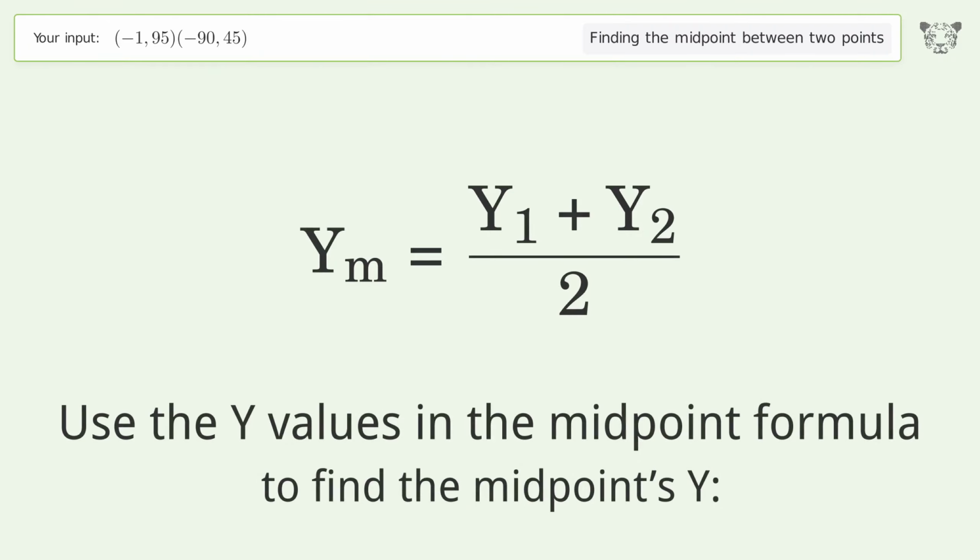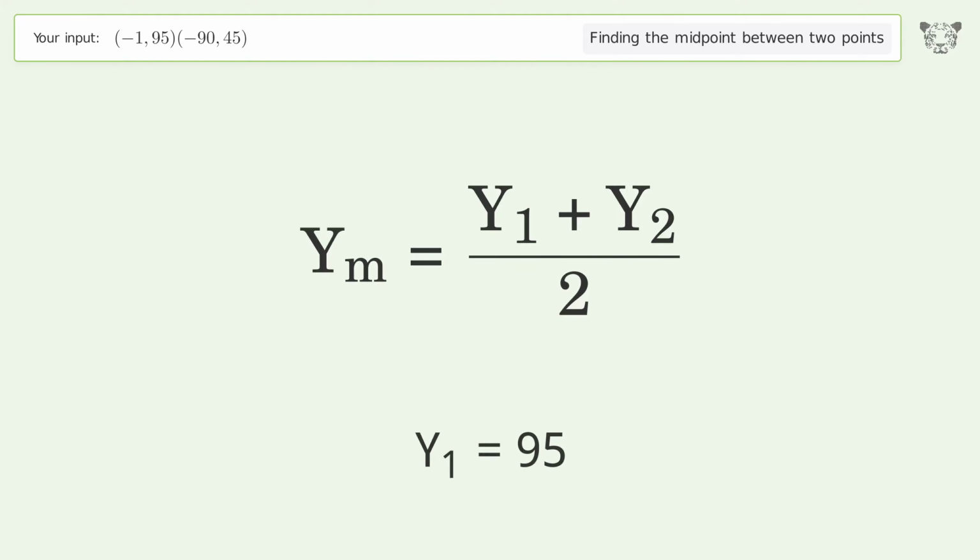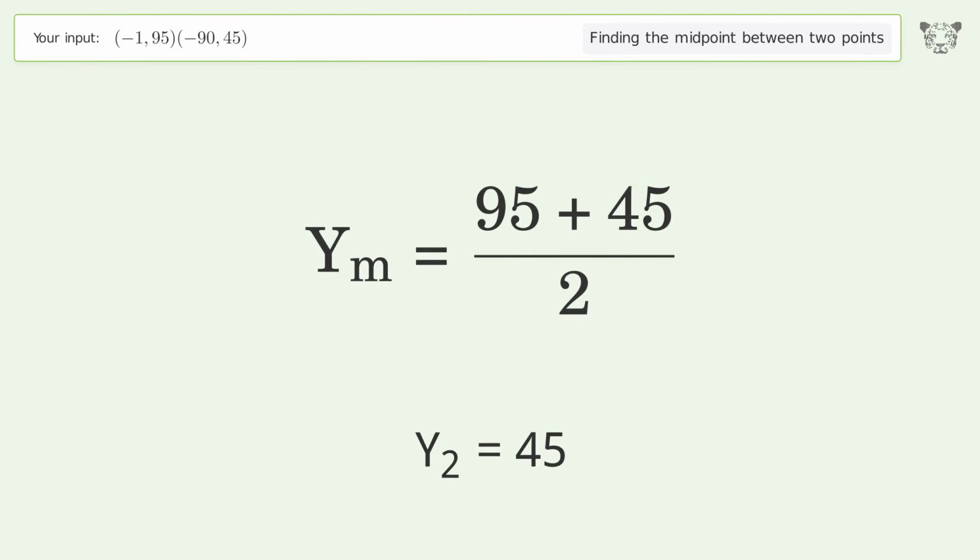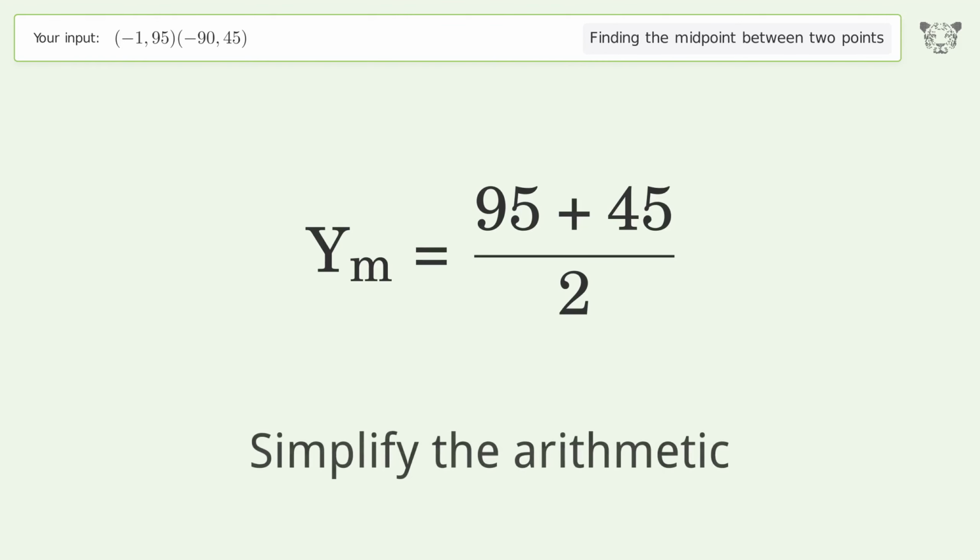Use the y values in the midpoint formula to find the midpoint's y. y1 equals 95. y2 equals 45. Simplify the arithmetic.